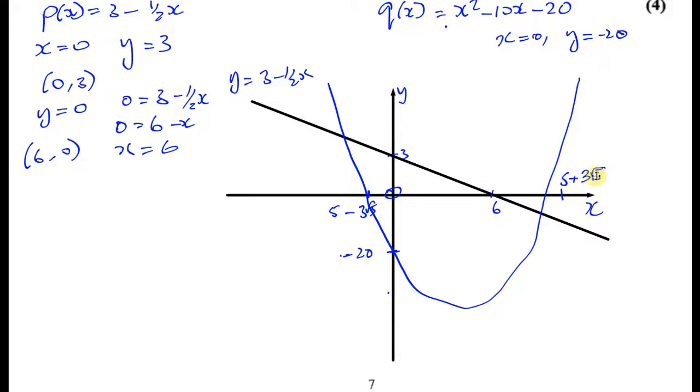Whoops, I'll just do that one again. 5 plus 3 root 5. Okay, so I'm just trying to fiddle it a bit. 5 plus 3 root 5. Okay, it's a sketch, so as long as you have the places marked where it crosses the axes, and for both of them. So this is y equals q of x, and the other one is y equals p of x. This is y equals p of x, 3 minus half x. Okay, that's fine. So we have drawn the graphs, and now we have to go on to part C.